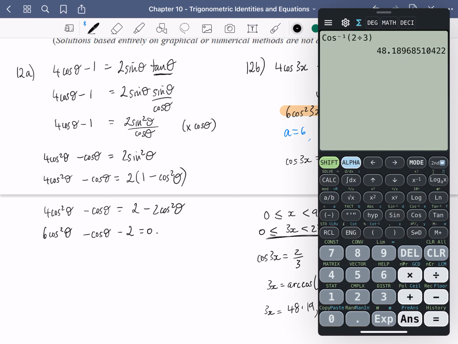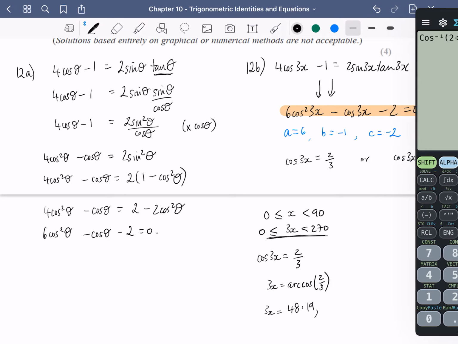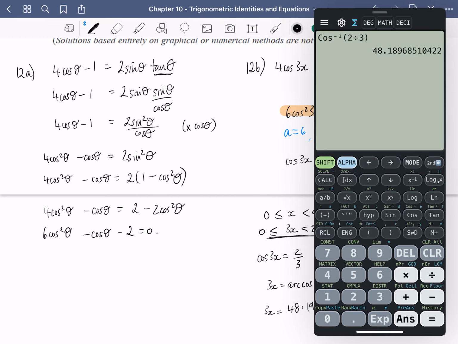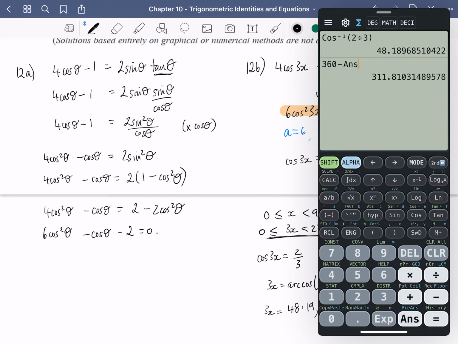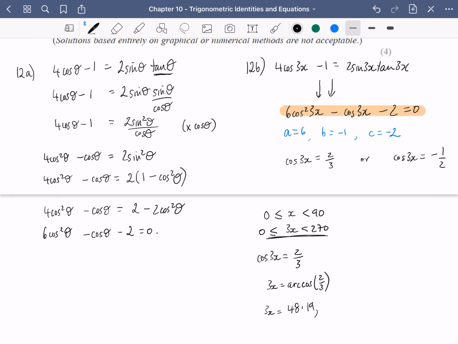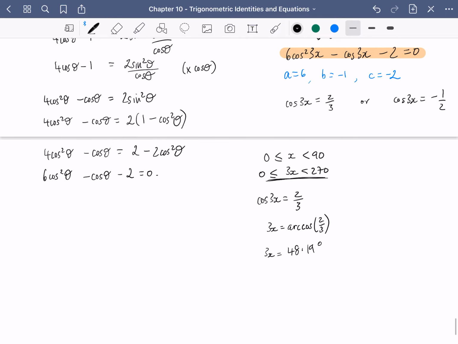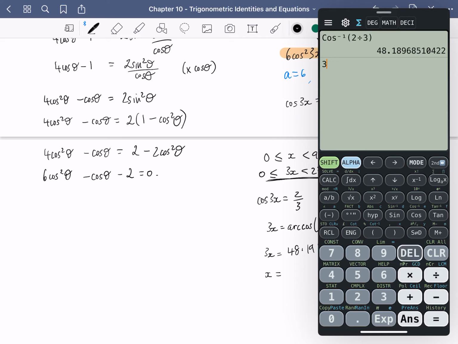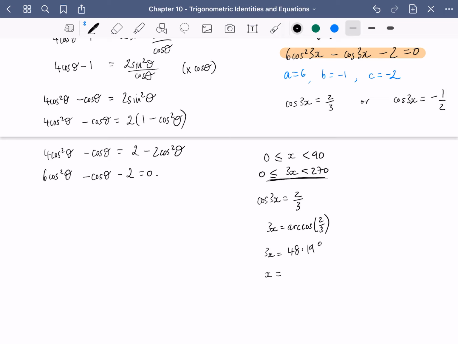And my other one is going to be found by doing 360 minus this, but it may not be inside the range. So let's just see what happens. So we've got 311, and actually that's bigger than 270, so I won't even need to write that one down, okay? So I'm just going to stick with my 418.19 there. Okay, let's keep going. So I'm going to divide by 3. I've actually already got it there, so I can do my answer divided by 3, and we get 16.1 degrees. Okay, that was for my cos 3x equals 2/3.